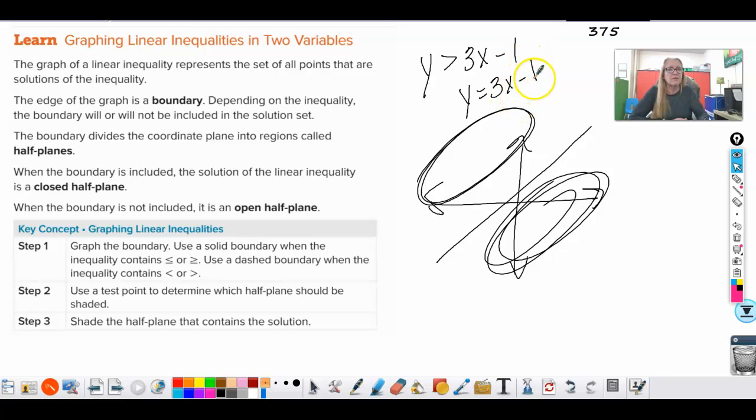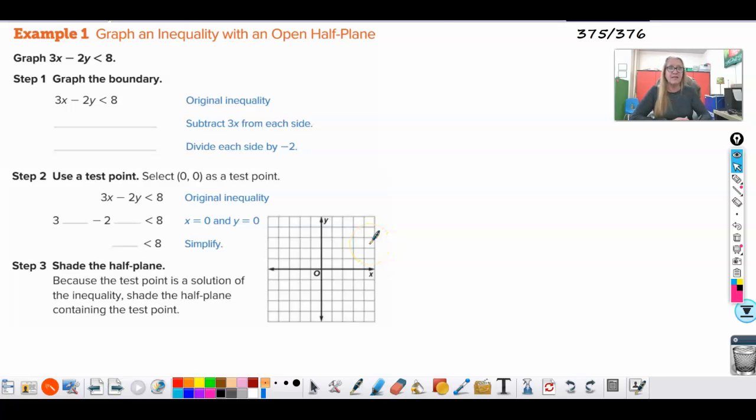Your y-intercept is negative 1. Your slope is 3. You would go ahead and graph the line based on that information. However, instead of drawing a solid line, this is going to be a dashed line because the line itself is not included in the solution set. It's just the boundary. These are really cool, though. I like these. You're going to want to have your colored pencils handy.